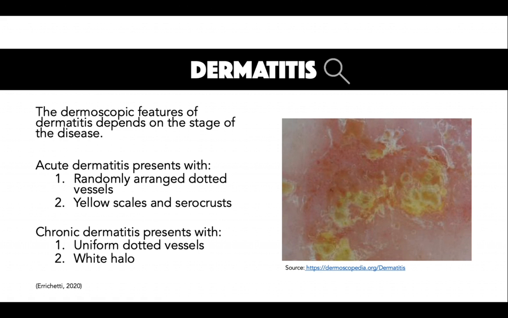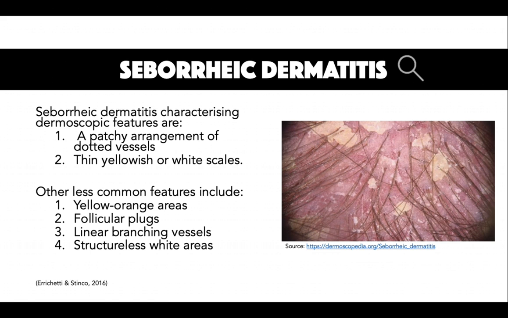Dermatitis. The dermoscopic features of dermatitis depend on the stage of the disease. Acute dermatitis presents with randomly arranged dotted vessels and yellow scales, whereas chronic dermatitis includes uniform dotted vessels and a white halo. Seborrheic dermatitis. The main dermoscopic features are a patchy arrangement of dotted vessels and thin yellowish or white scales. Other less common features include yellow or orange areas, follicular plugs, linear branching vessels, and a structureless white area.